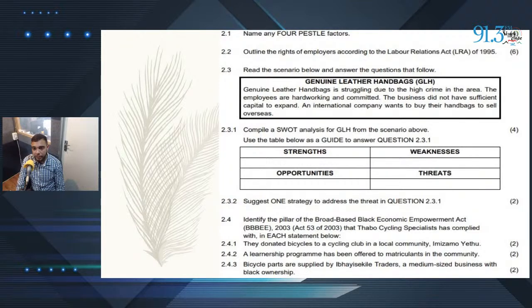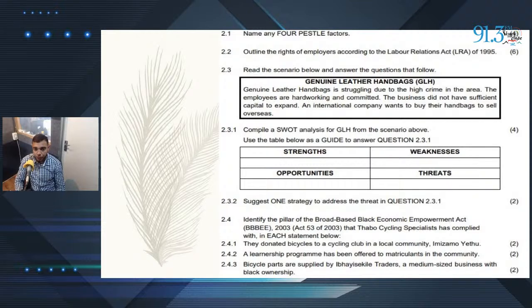So the first one we look at, they donated bicycles to a cycling club in a local community. So if a business donates or gives back to community, we all know that they form part of the CSR. And one of the pillars of triple B double E is now our social responsibility. So therefore your answer is social responsibility.